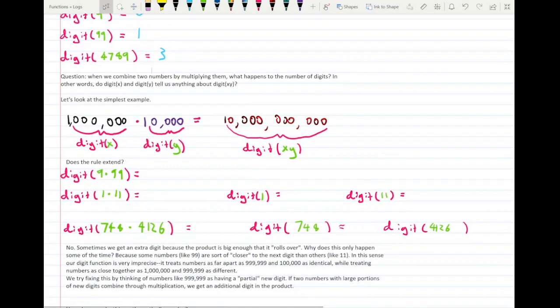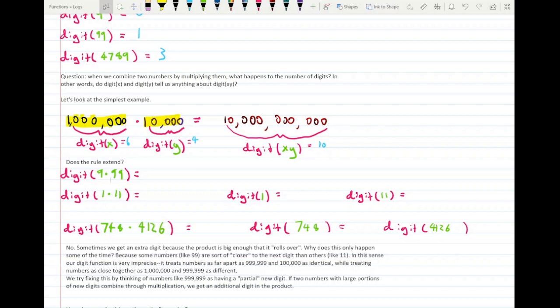Well, let's think, right? Here I've got a million times 10,000. Digit of a million is equal to 6. And digit of 10,000 is equal to 4. And digit of a million times 10,000, or 10 billion, turns out to be equal to 10. And you can tell that just by counting the number of zeros, right? The number of digits past the first one is just all these different zeros. Now you might notice that 6 plus 4 is 10.